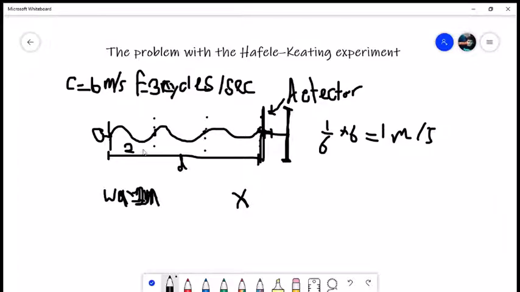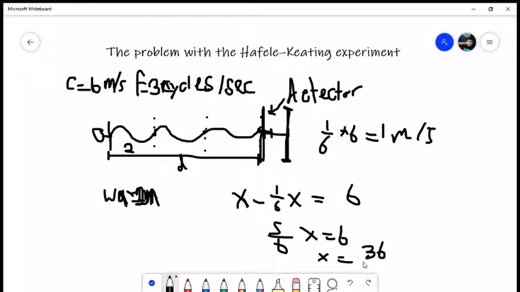So when this reaches the detector, the difference between the distances, which is x minus 1 over 6 of x times x, would equal this distance, which is 6. Yeah, and that means that 5 over 6 x is equal to 6, and that means x is equal to 36 over 5.